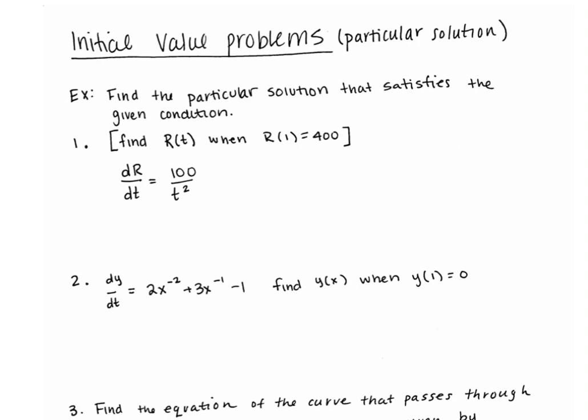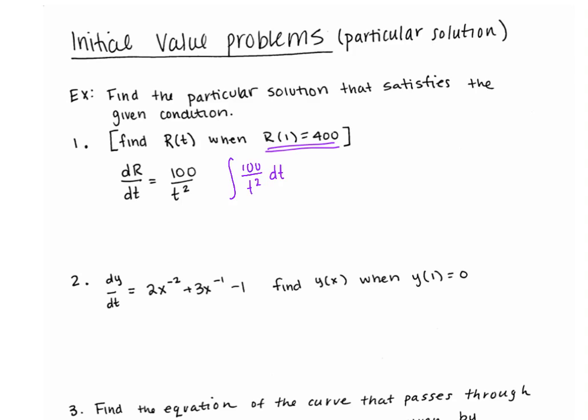So if we look at example 1, it says find the particular solution that satisfies the given condition. So this is the condition right here. And we're going to take the integral just like we've been doing, and we're going to then plug in the x and the y so that we have an initial condition to solve for c. So let's start by taking the integral of 100 over t squared.